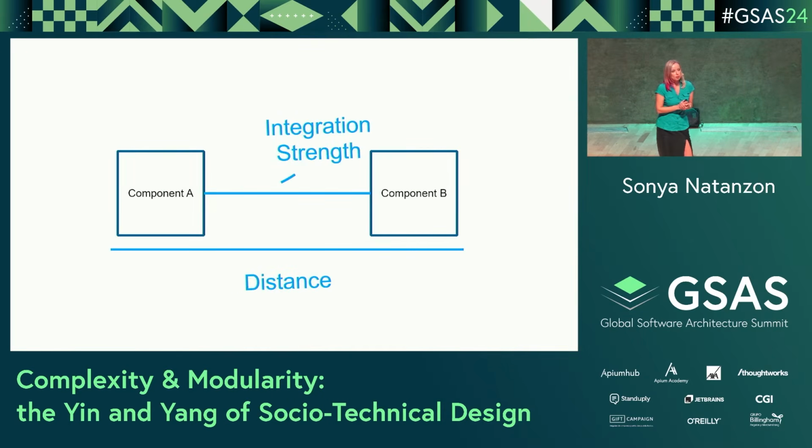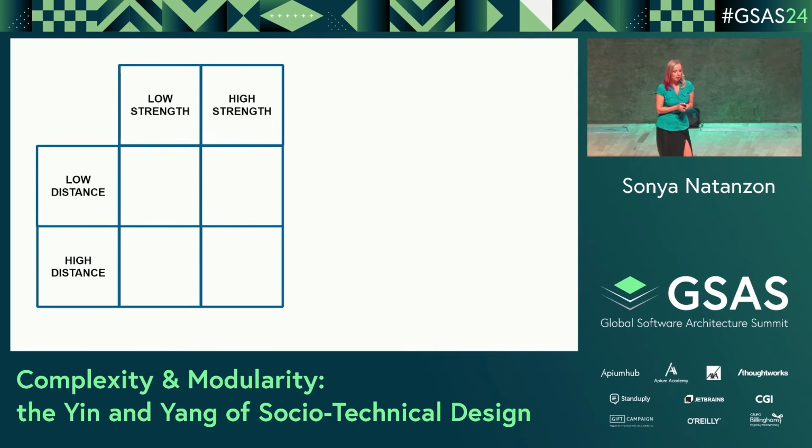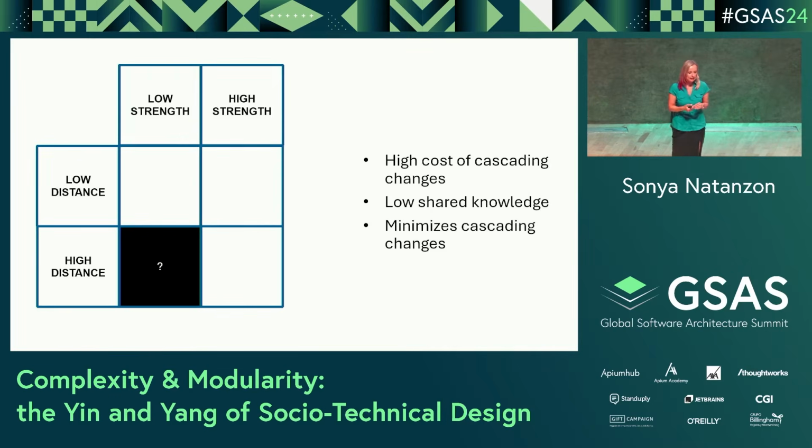So if we take those 2 dimensions together and examine their effects, we can look at the combinations of the 2 to see what type of knowledge sharing and what type of behavior we see in the system. And we can start this by taking low integration strength over high distance.